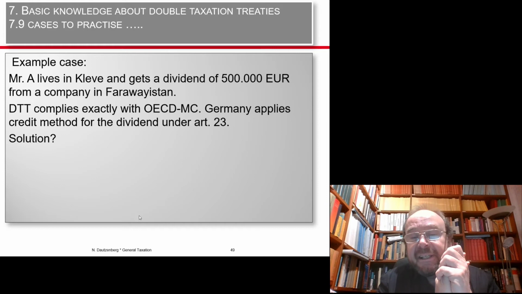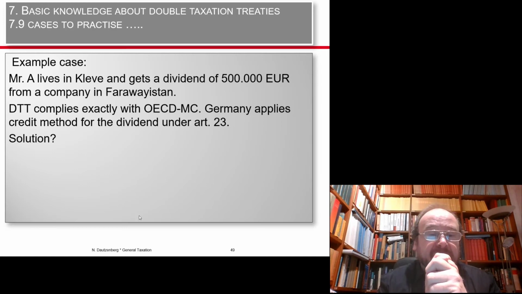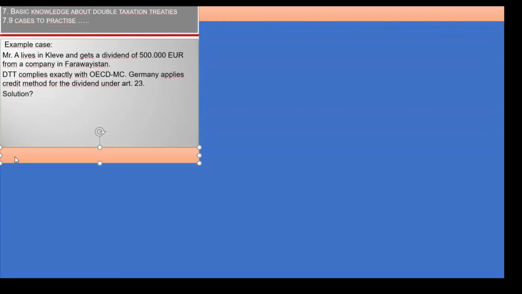Mr. A lives in Kleve and gets a dividend of 500,000 euro from a company in the Emirate of Farawaystan. There is a DTT with Farawaystan which complies exactly with the OECD Model Convention, and Germany applies the credit method for the dividend under Article 23. And there one should think about the potential solutions, and that is something we have to do now. So let us have a look.